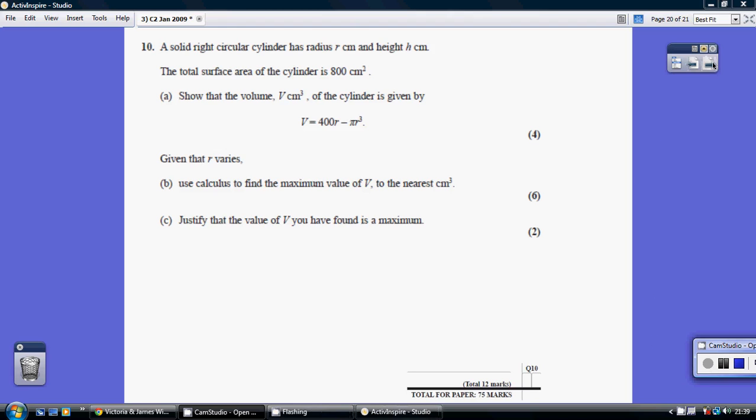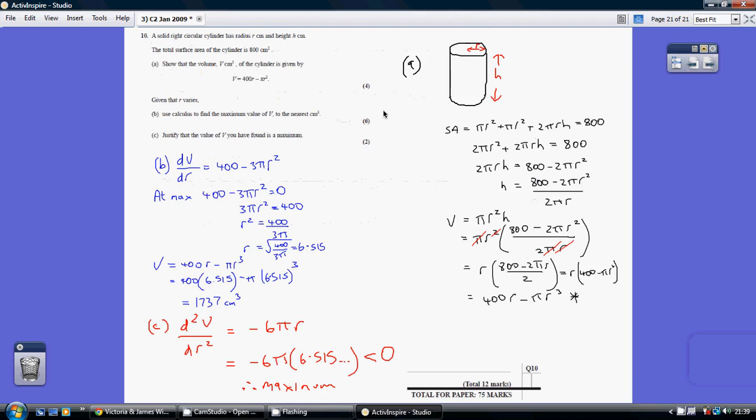Question 10. So I think the marks are quite skewed here. I really think part A is the hardest bit. So we've got to show the volume equals something given that the surface area equals 800.